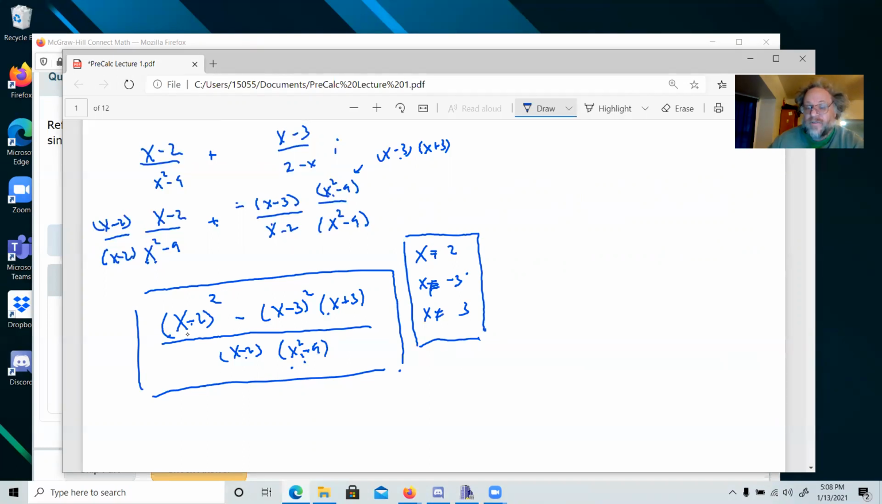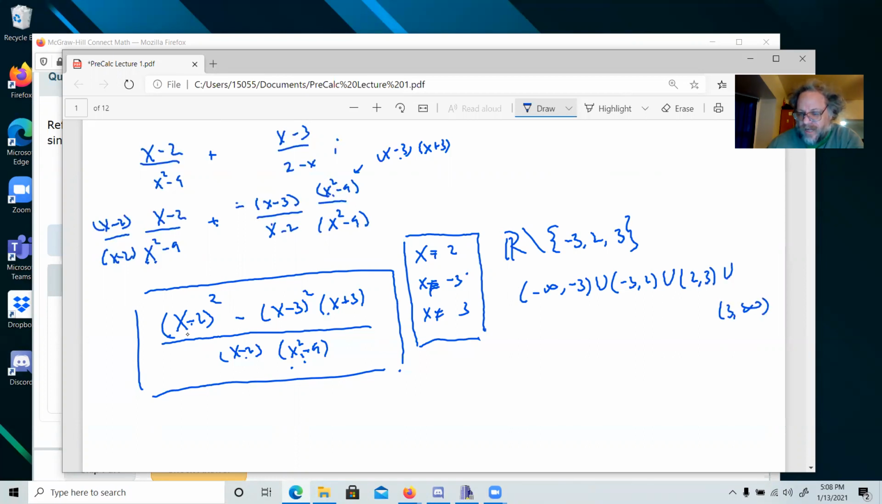All right, so in interval notation, normally I would love to just have you write this and be done with it, but we're stuck with Connect, and Connect's picky. So what we have here is -infinity up to -3, union -3 up to 2, union 2 up to 3, union 3 up to infinity. It helps if you write them in order. It really does. It helps you sort out going from here to here.